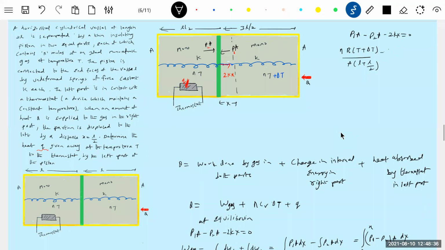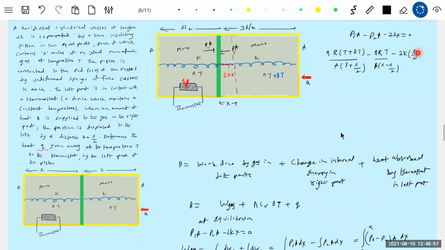What about P2? P2 should be equal to nR. Temperature will remain the same, no? The temperature will not change, by A into (L minus L by 2), minus 2k. x is how much? L by 2. All set equal to 0. I think solving this, I'll get the delta T.